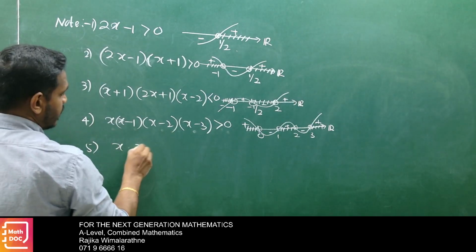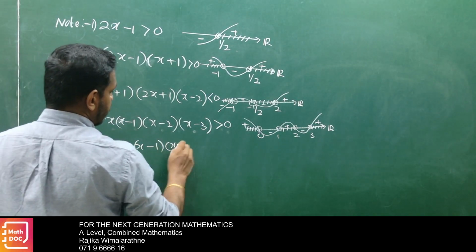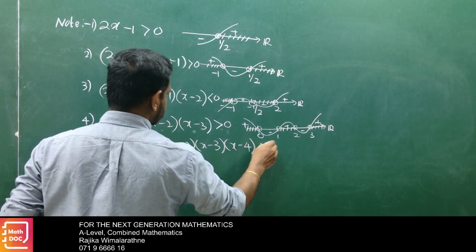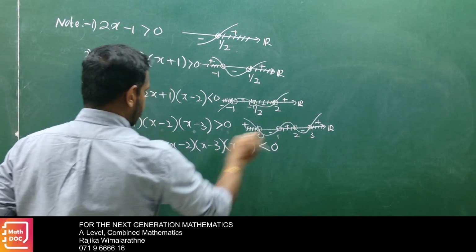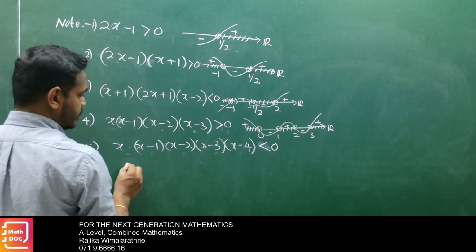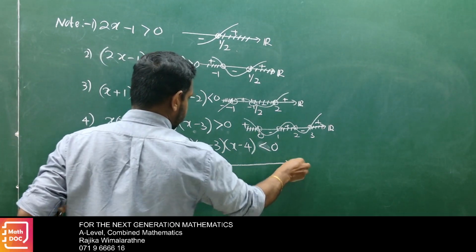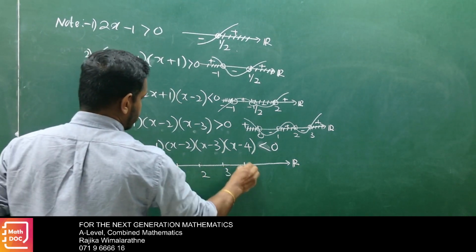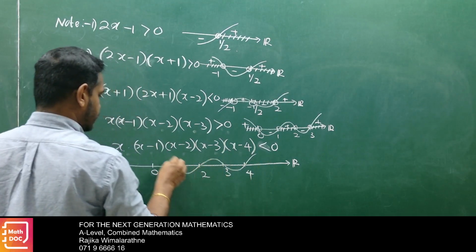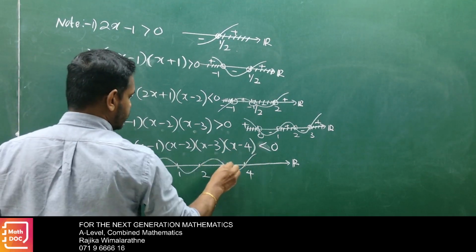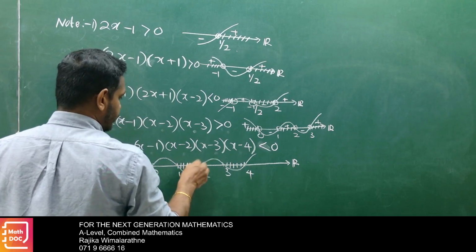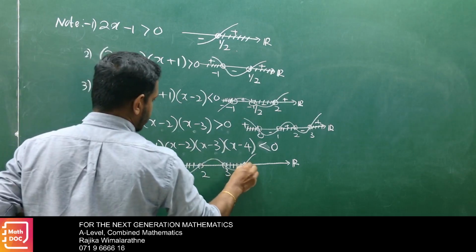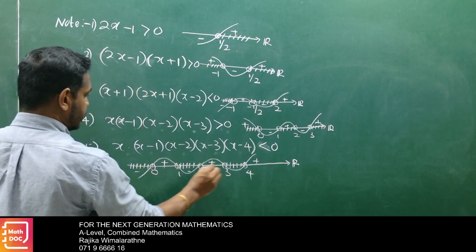Then when we have x times x minus 1 times x minus 2 times x minus 3 times x minus 4 kind of thing, then we have 1, 2, 3, 4, 5 factors, no? 5 different linear factors. Then you follow same technique. Here 0, 1, 2, 3, 4. Start right hand upper corner. This way. Negative region here, here, and here. Plus plus plus minus minus minus.